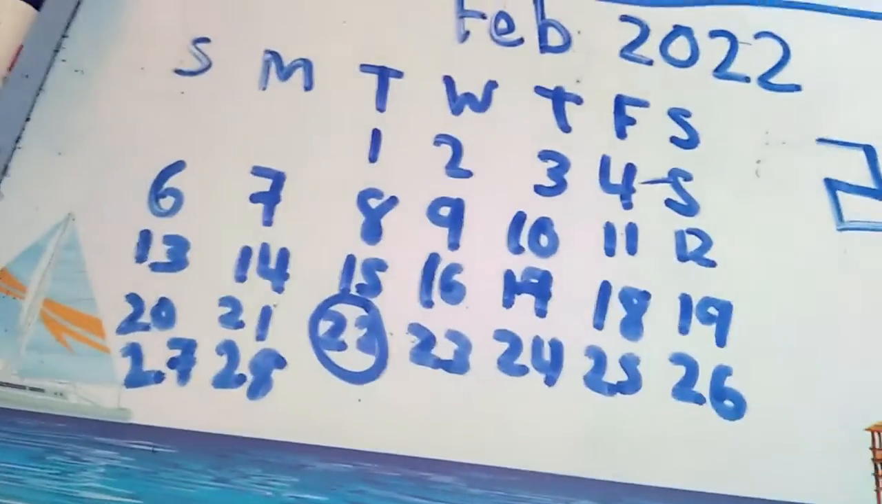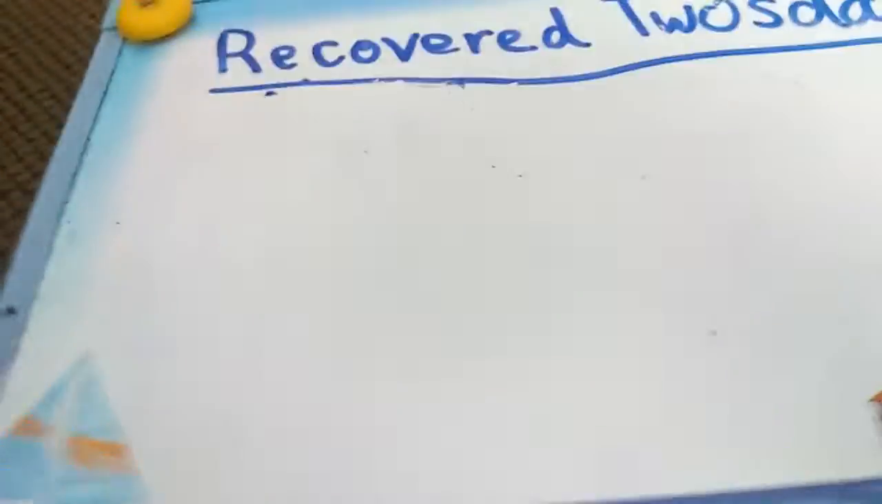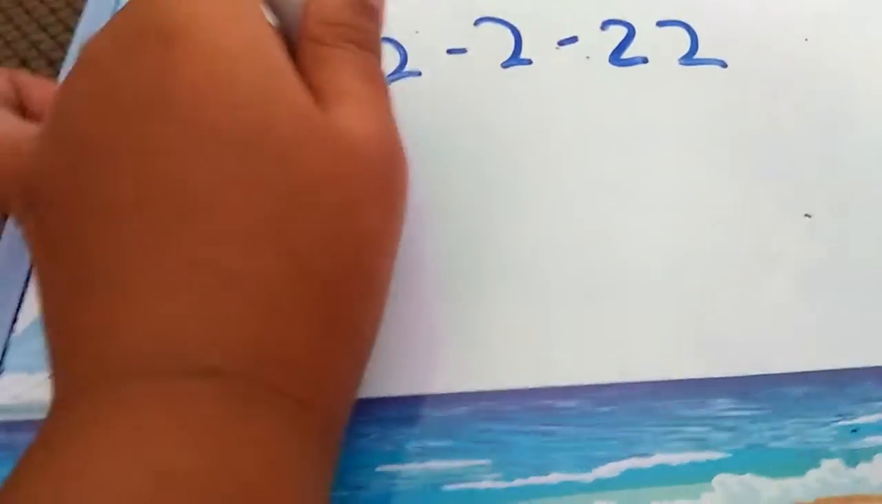So how do you find Recovered Twosday? We go into our actual date, and I'm running out of space. Let's say, this is a test for you. How do we find Twosday? Twosday's date is 22-2-22, and the Recovered Twosday is 22-11-22. Which of these is proper, this or this?